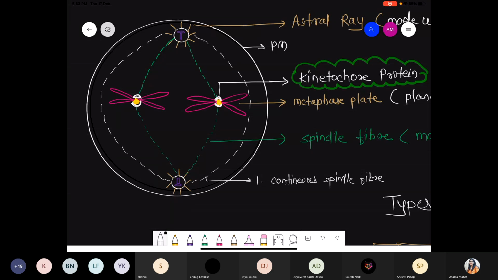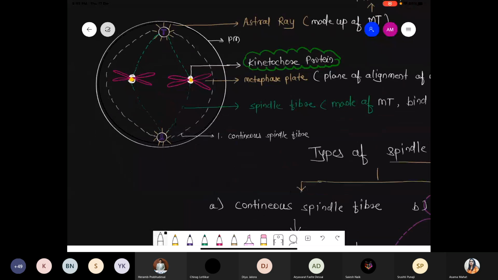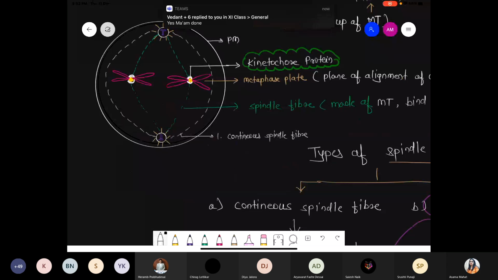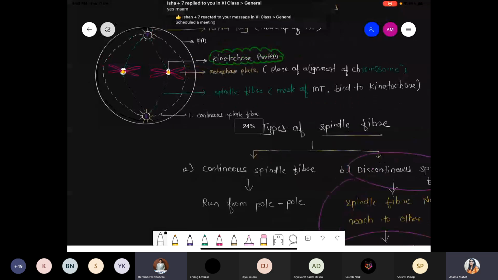Ma'am, please zoom out. Yeah, sure. What do you want, the writing part? No, ma'am, the diagram.